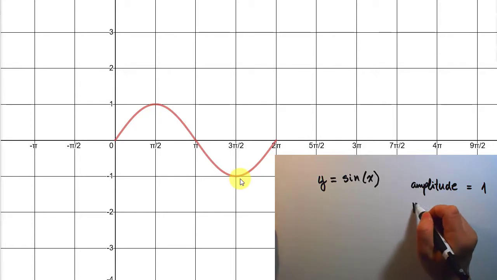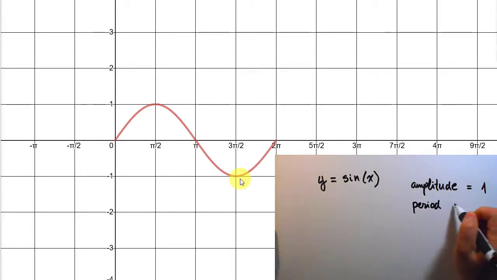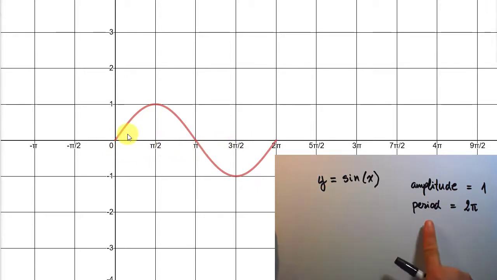The period for our standard sine of x: the start of your wave to the end of your wave takes the entire interval from 0 to 2 pi. So the period here is a total interval length of 2 pi. As I said, this wave starts at x equals 0 and ends at x equals 2 pi. The entire interval's length is referred to as the period, and for the standard sine of x function, the period is 2 pi.